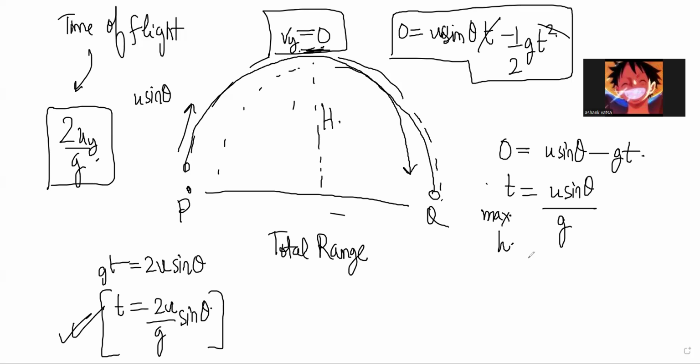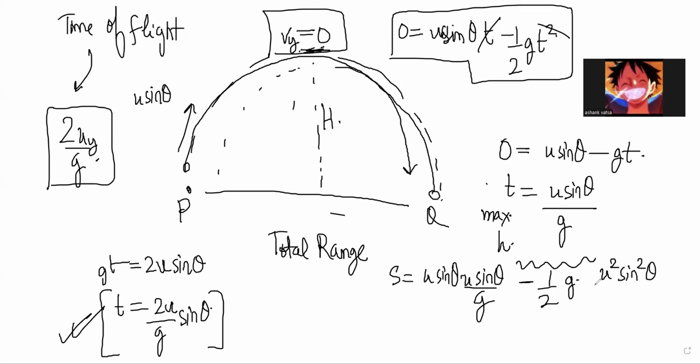And if we know the time at which maximum height happens, now we can derive the maximum height by using the second equation. So say S is equal to ut. So u sine theta into t, which is u sine theta by g, minus half into g into u square sine square theta by g square, right? So you get u square sine square theta by g minus u square sine square theta by 2g. So the maximum height is u square sine square theta by 2g.